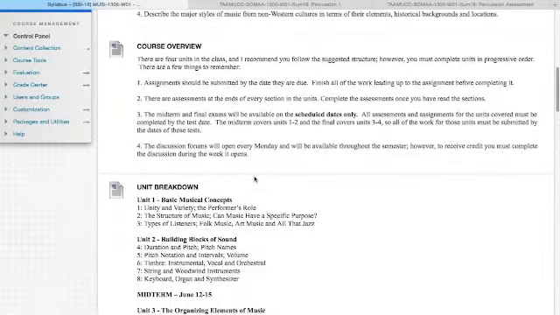The midterm and finals will be available on the scheduled dates only. All assessments and assignments for the units covered must be completed by the test date. So don't take the midterm until you've completed all of Units 1 and 2. The midterm covers Units 1 and 2. The final covers Units 3 and 4. It is not comprehensive, so there's no all-encompassing exam.